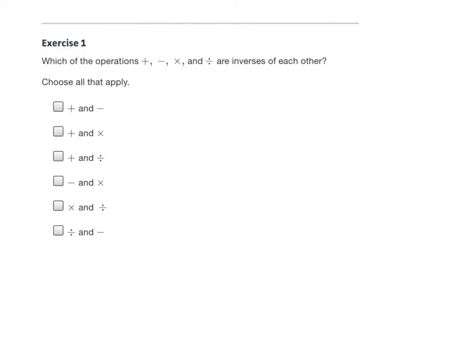Which of the operations, addition, subtraction, multiplication, and division, are inverses? Well, I'm going to draw this one more time. You guys may be getting sick of seeing this, but the inverse of addition is subtraction, and the inverse of subtraction is addition. The inverse of multiplication is division, and the inverse of division is multiplication. So which are inverses? Addition and subtraction are inverses, and multiplication and division are inverses.